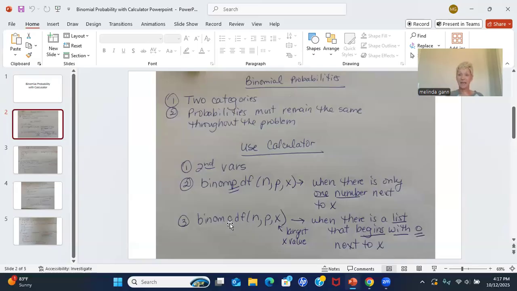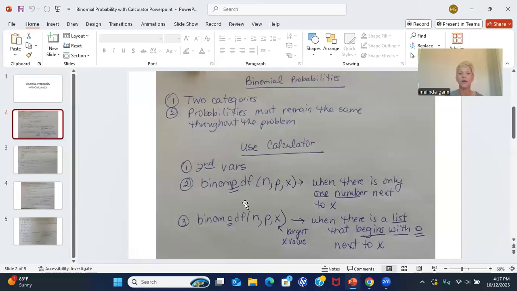Then look next to X. If there's one number only, I don't care what the number is, 1, 0, 117, if there's one number only next to X, you're going to use this P, binomial PDF. P stands for particular, one particular number. If when you look next to X, there's a list that starts with 0, it can't be any list. In other words, you have more than one number and that list of numbers has to start with 0.